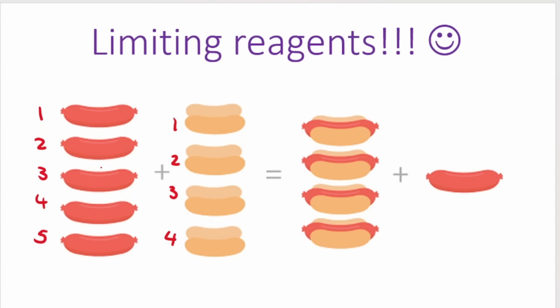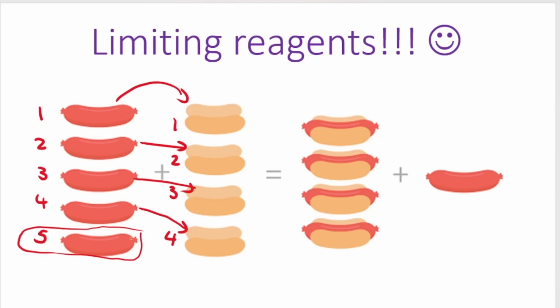So you add one sausage to one roll. So that sausage will go there. That one will go there. That one will go there. That one will go there. And I will have one extra sausage. So what I'm trying to say is that my sausages are in excess. I have over enough sausages. They're not going to run out. When the reaction is complete, or when my recipe is complete, I'm going to have extra left over. Here you can see the little sausage.